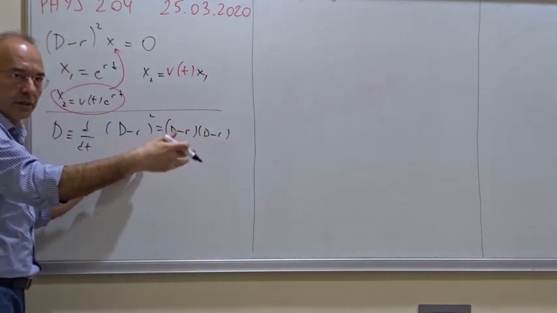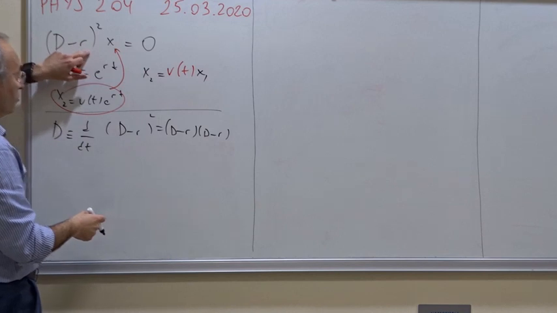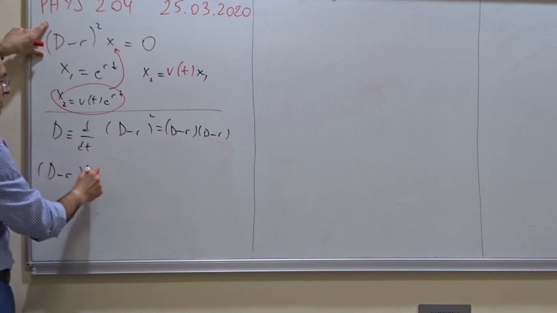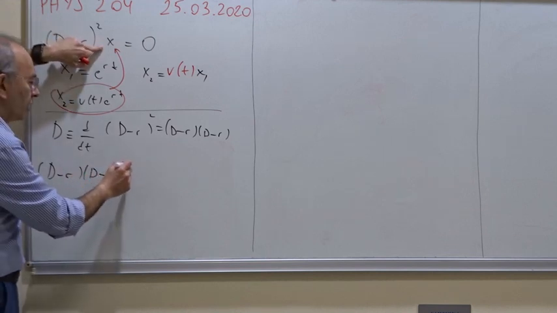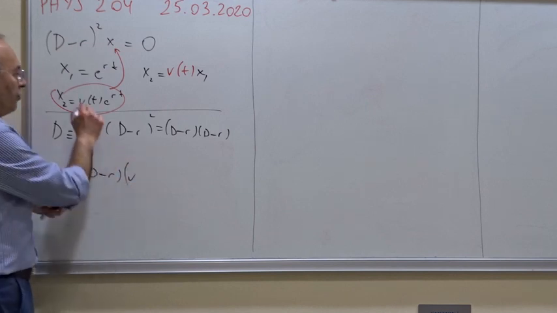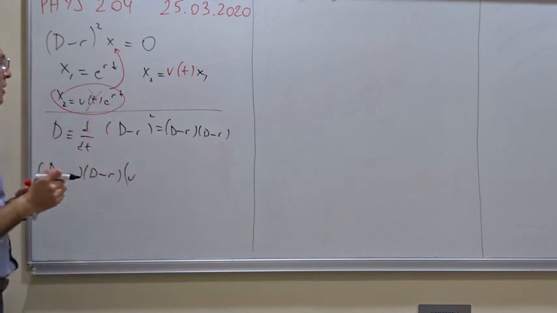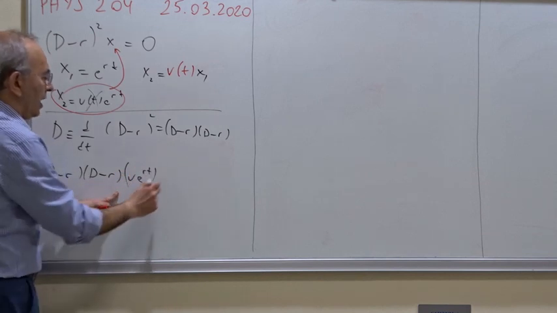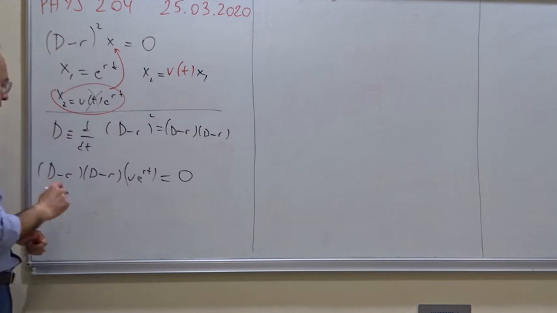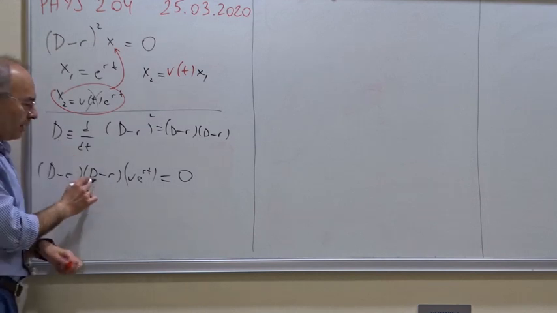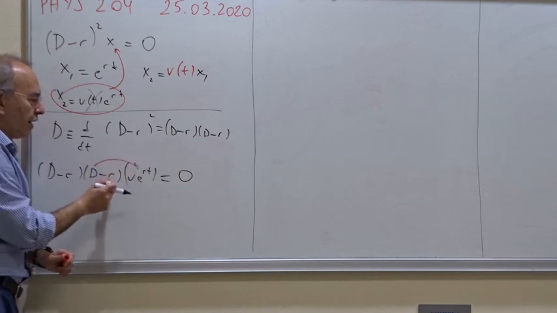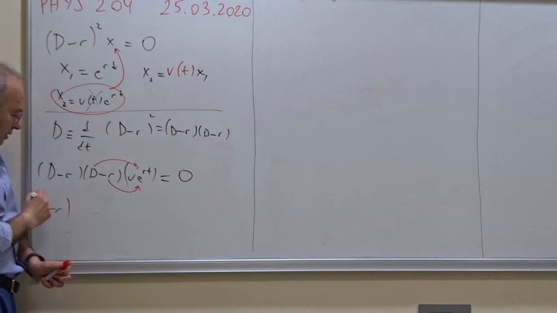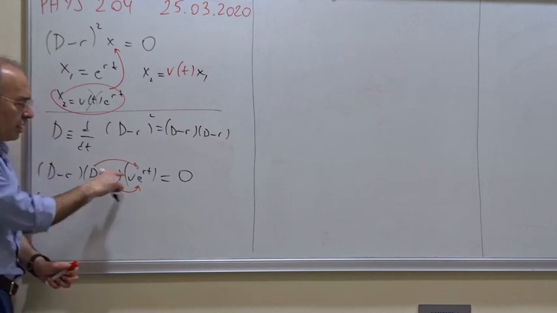This operator is squared. So let me rewrite the first line. D minus r times D minus r and x2. What is x2? x2 is, let me forget this time dependence for the simplification of notation, v times e to the rt, and that has to be 0. So let's keep the first one and apply D first and then r on the parentheses. So this is D minus r, first one is waiting still. So D applied on this.